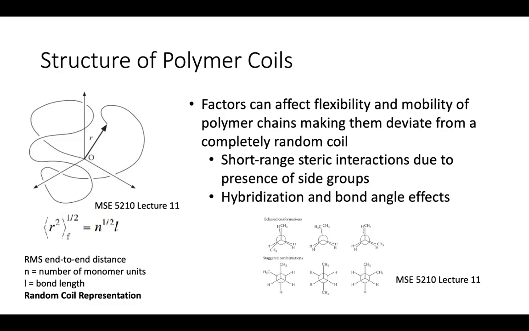So this is ideal. There are factors that can affect the flexibility and mobility of polymer chains, making them deviate from completely random coil behavior. One example is short-range steric interactions due to the presence of side groups. This has the effect of increasing the root mean square end-to-end distance, same as hybridization and bond angle effects. This also increases the root mean square end-to-end distance and makes the polymer coil stiffer and less mobile.